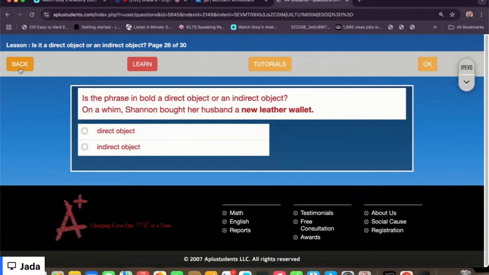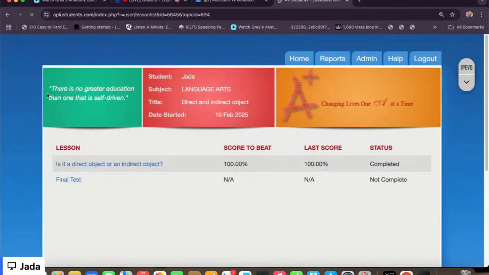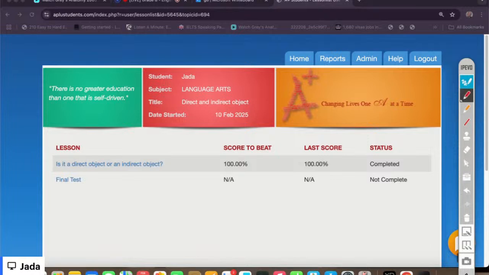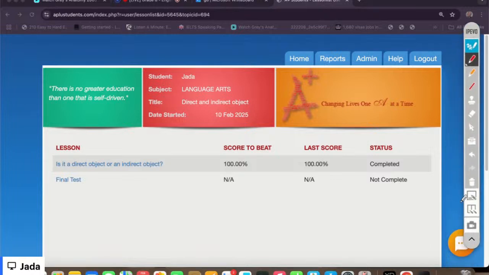All right, so that's it for this lesson. You have to make sure that you complete the questions if you haven't done this, and then you also do the final test. If during the test you still need more help, you can click on this chat button here and you can get more help.